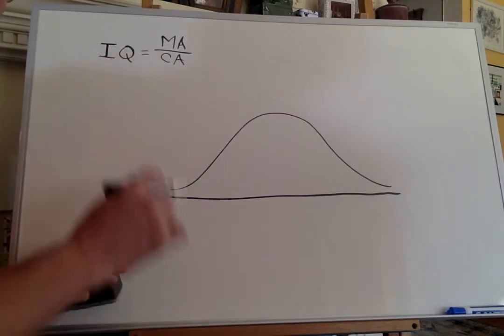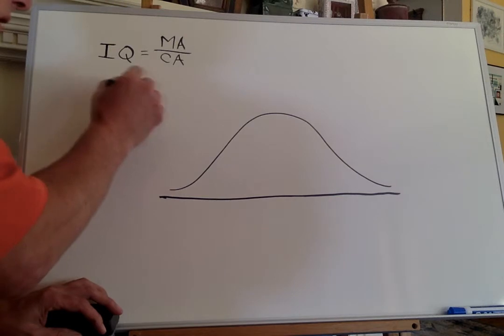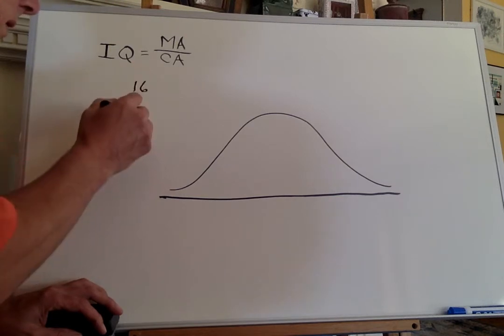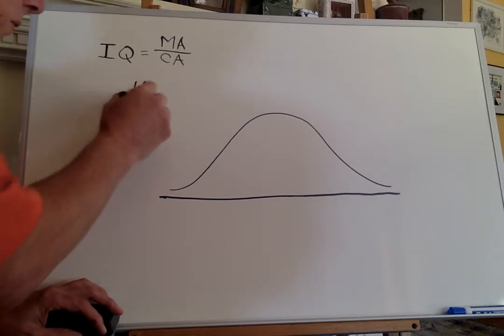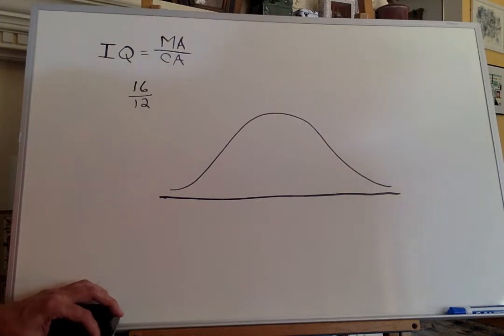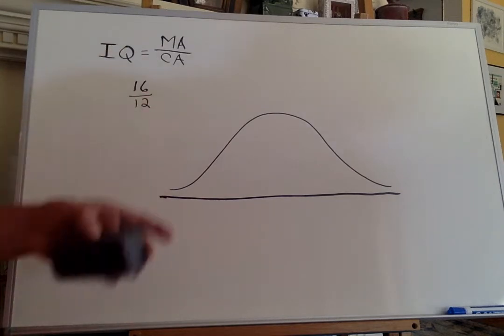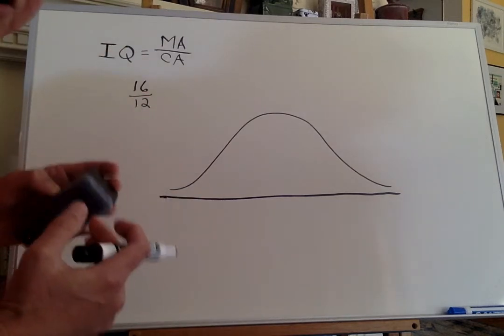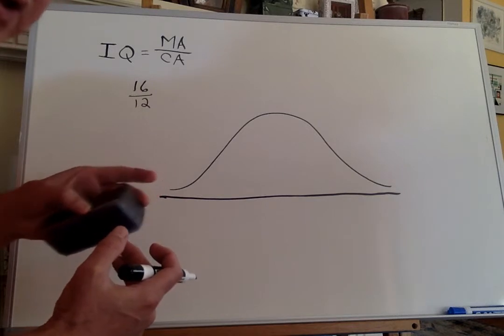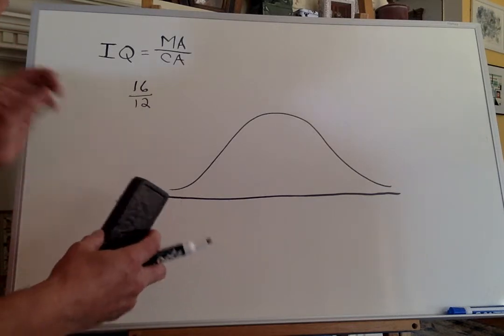However, if someone had a mental age of, let's say, 16, but they were only 12 years old, that would be a much higher IQ, okay? And so it's mental age over chronological age. It's another one of these things that you could actually figure out instead of memorizing.